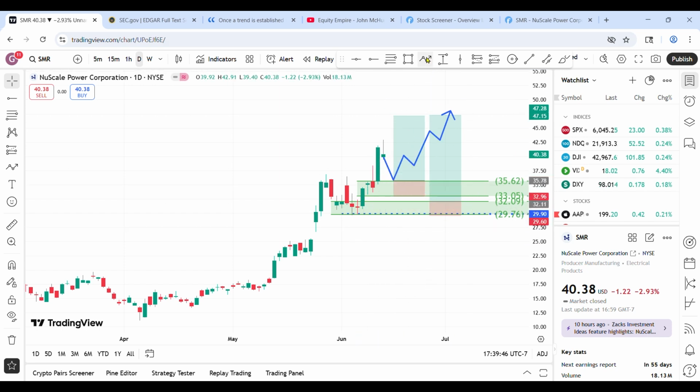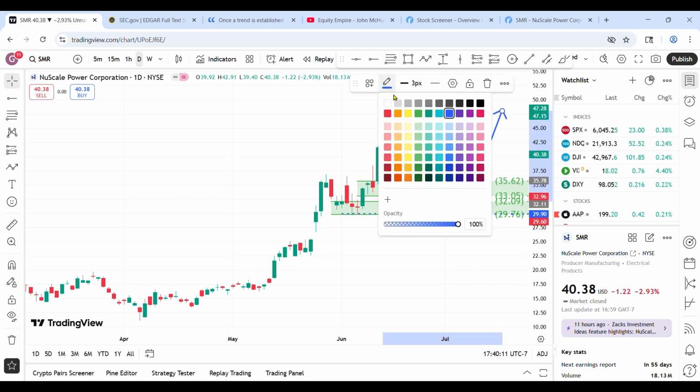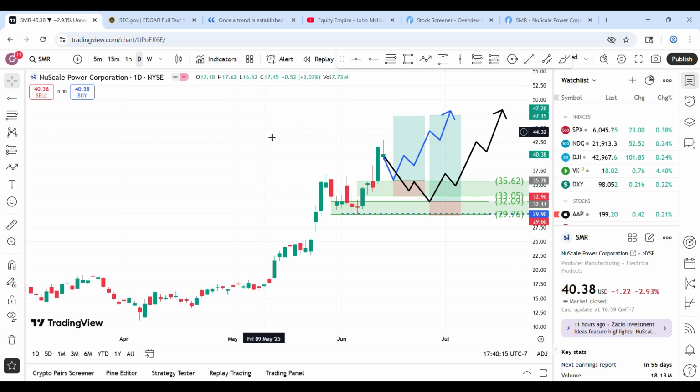Okay, ideally, the way the second trade would play out, if you went for the lower level, is something like this. You get a more meaningful pullback to the 32.09 price level, and bounce off that level before heading off to all-time highs. Okay, so two potential trade setups to consider while SMR is still in an uptrend.